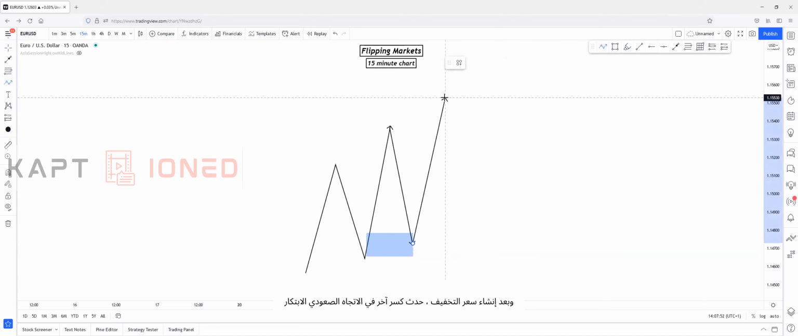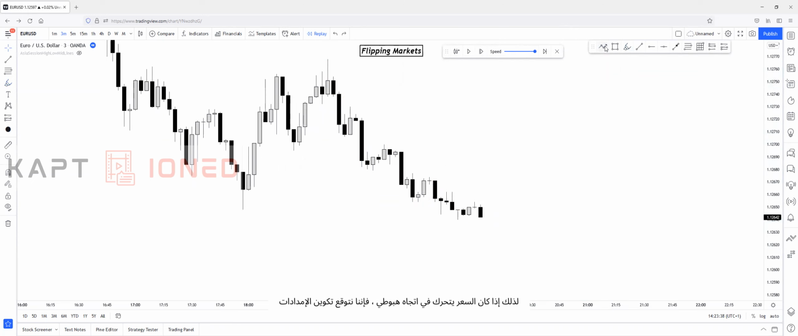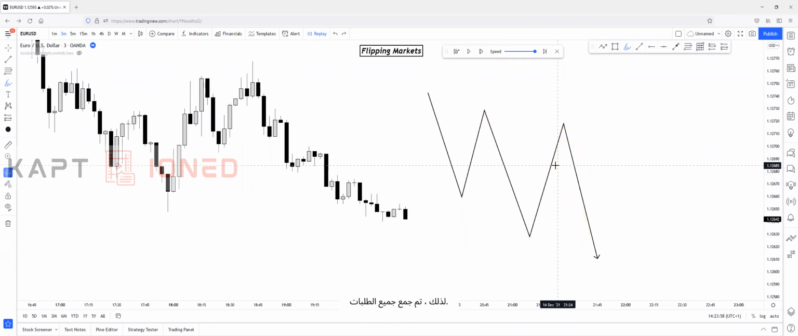Okay, let's see a live chart example for the mitigations. As you can see, price is currently moving in a downtrend, creating a series of lower lows and lower highs. So if price is moving in a downtrend, we are expecting the supplies to be formed and the supplies to be mitigated. So if we see a downtrend, we will see supply zones and we will see the mitigation of these supply zones. So if price steps into an unmitigated supply zone, it will become mitigated. So all of the orders were collected.